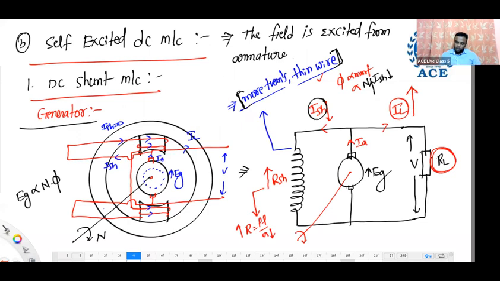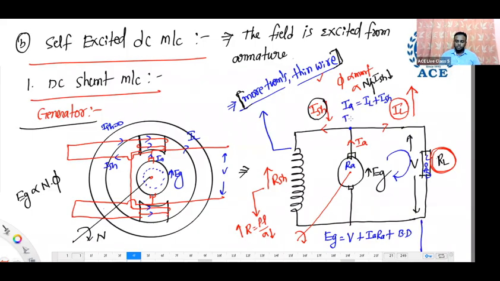Now, if you write KVL of the generator, how do we get KVL in this supply? EMF induced in the generator is EG, and the output voltage we are getting is V, the terminal voltage across the loads. So if you apply KVL, EG equals V output voltage plus drops. What are the drops? IA RA drop plus brush drop. Now from this figure, what is IA? Apply KCL at the node. Incoming current equals sum of outgoing currents. IA equals IL plus ISH.